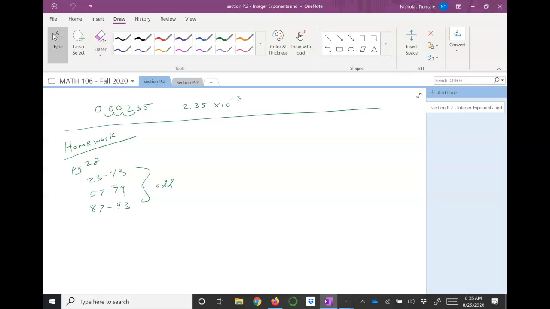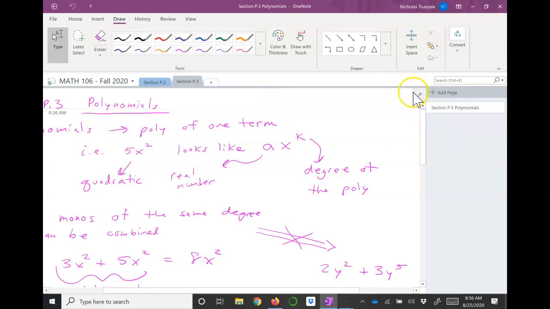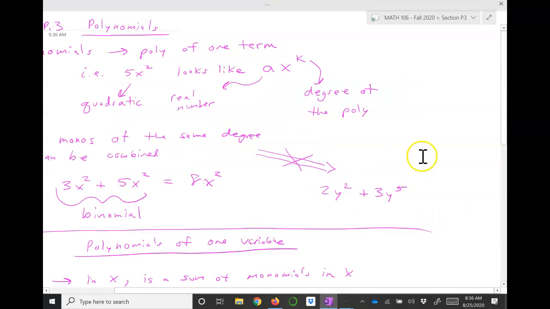So no questions about Section P.2? We're good? All right, I'm going to put that section to bed. So we're good with that one, and we'll go right back into Section P.3.